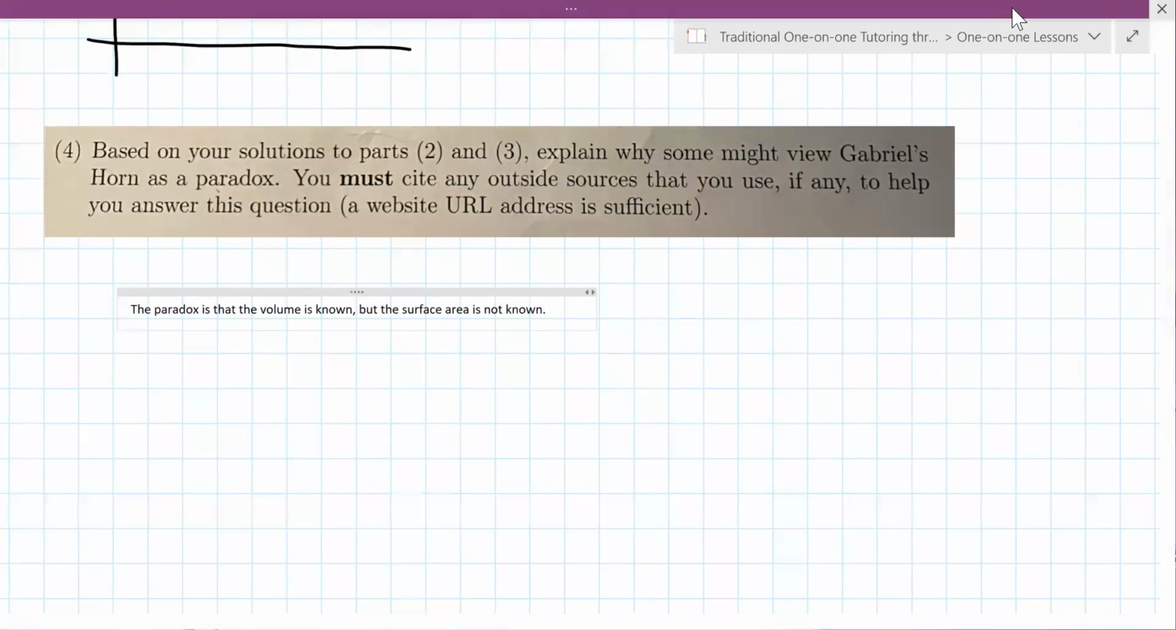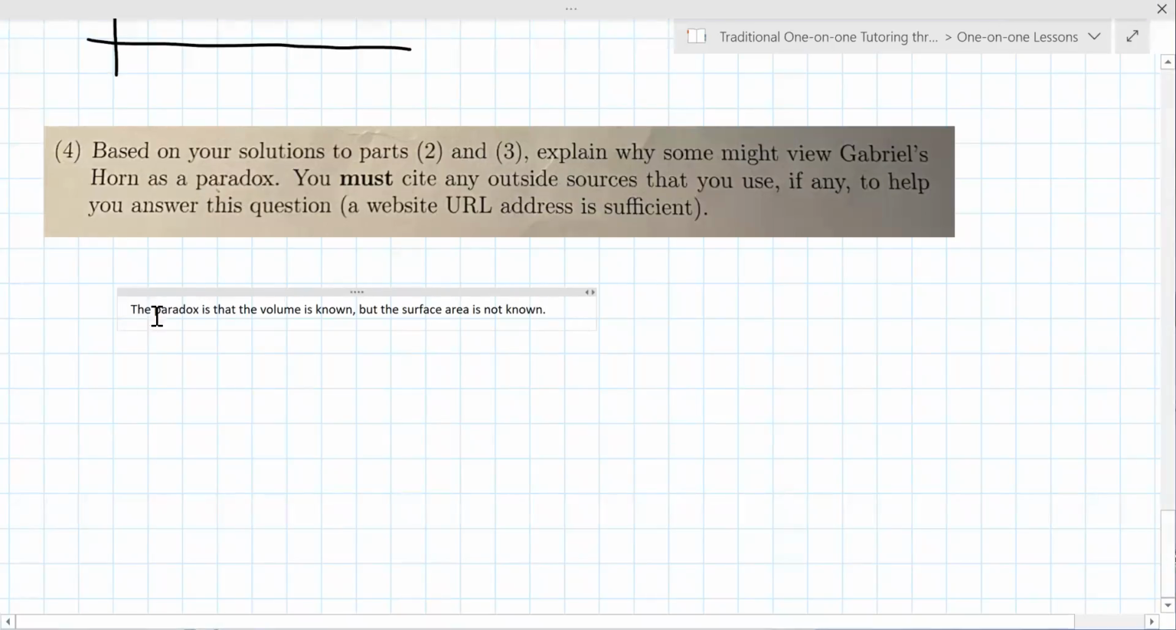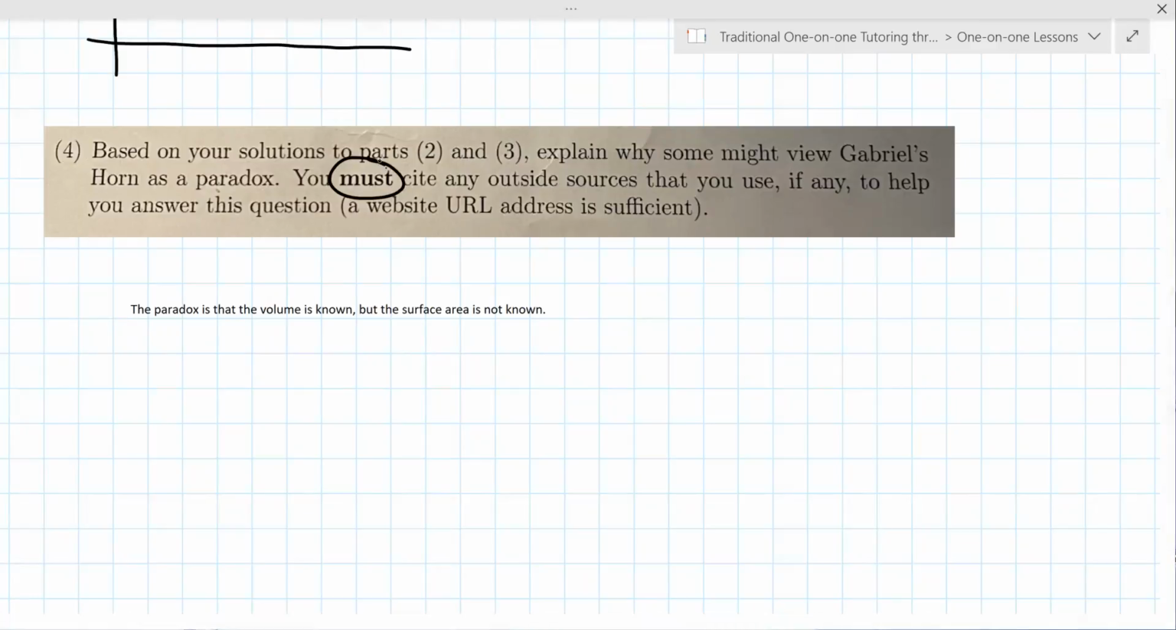And is that it? That's it for just number 4? Well, I would write more than this. When an instructor does this, they want you to actually go find a resource and look at it, read it, and then cite it, and give your opinion on it.